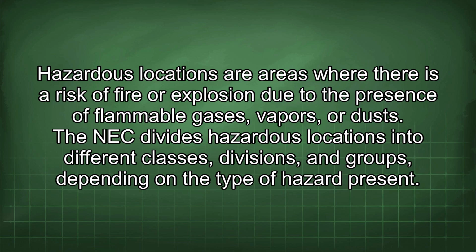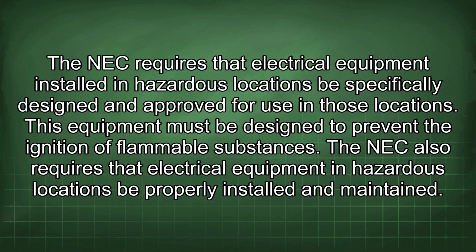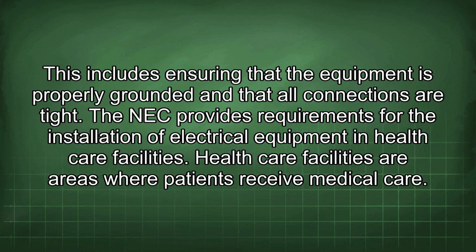Hazardous locations are areas where there is a risk of fire or explosion due to the presence of flammable gases, vapors, or dusts. The NEC divides hazardous locations into different classes, divisions, and groups, depending on the type of hazard present. The NEC requires that electrical equipment installed in hazardous locations be specifically designed and approved for use in those locations. This equipment must be designed to prevent the ignition of flammable substances. The NEC also requires that electrical equipment in hazardous locations be properly installed and maintained. This includes ensuring that the equipment is properly grounded and that all connections are tight.